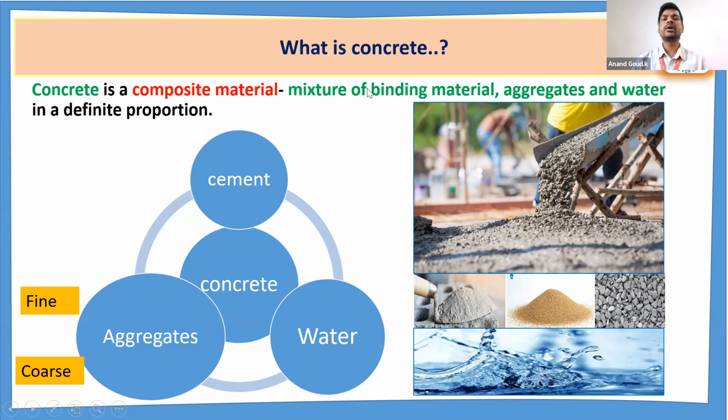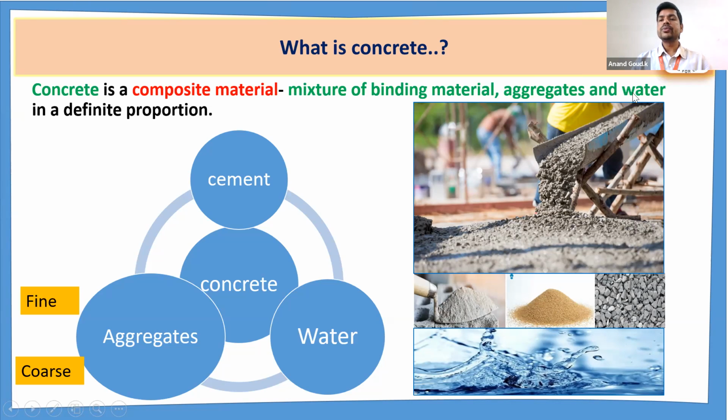Whenever you are going to define a concrete, we have to use binding material. So it is a mixture of binding material and aggregates. Aggregates are nothing but, see, these are the aggregates. Here in this picture you can observe this is one of the aggregates, that is fine aggregate. Normally we call it sand. And next this is the coarse aggregate. So in aggregates we have 2 types: first one is fine aggregate and second one is coarse aggregate.